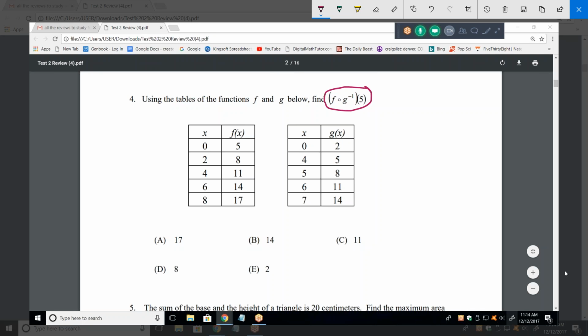But here's what it means. It means f of g inverse of not x but 5. In other words, I could have put an x in there, and that's what this means. But the fact that they said evaluated at 5 means when x is 5. So this is really what they're talking about, what I've written on the right. Now we need to work from the inside out. What's g inverse of 5?